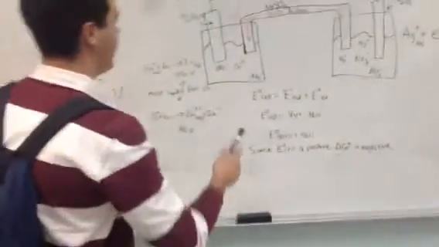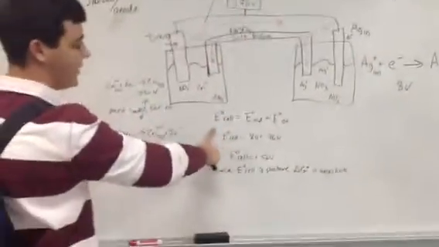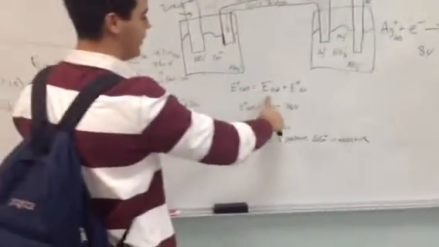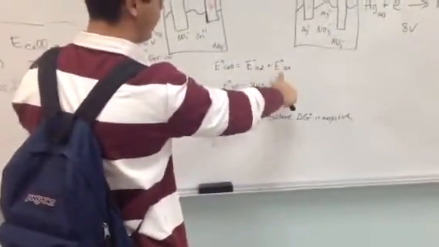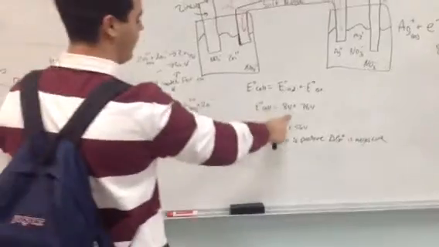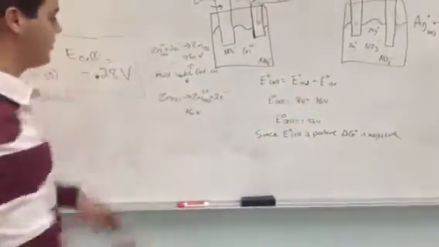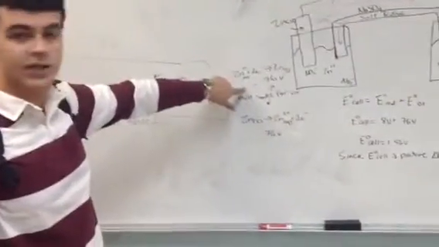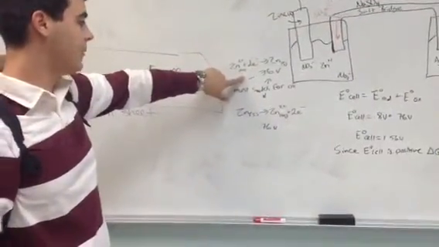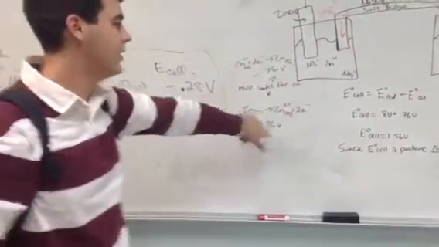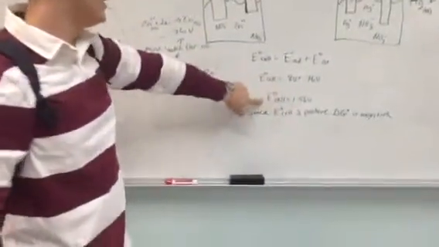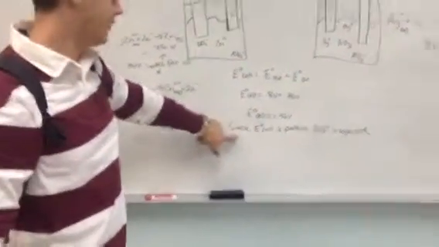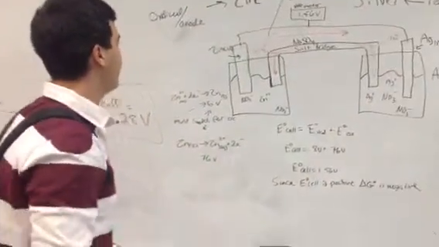And then to find the E cell, you use the formula E cell equals E reduction plus E oxidation. Before you plug it in, you have to make sure that you switch the sign, because this is the reduction half potential, so you have to flip it to get the oxidation. Then you plug it in and get the E cell. In this case, the E cell is positive, so the delta G is negative. So this is a TFT.